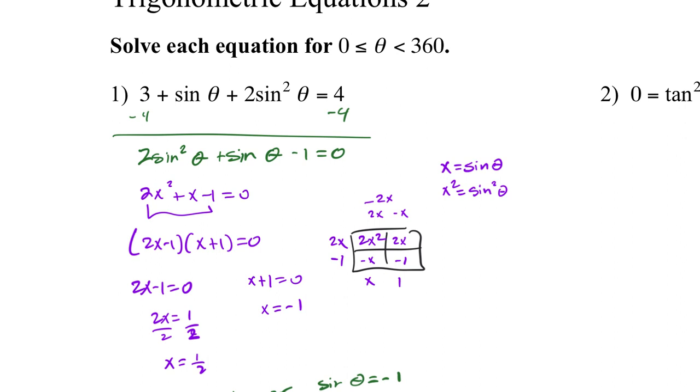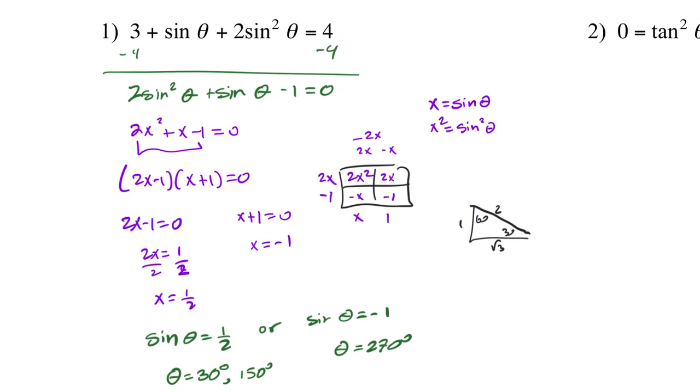And in this case, let's do the triangle here quickly. The 30-60 degree triangle. So 30 here, 60. I get 1, square root of 3, and 2. Sine is opposite over hypotenuse. So that means my reference angle is 30. Because it's positive, it's going to be in the first quadrant, and in the second quadrant, so 180 minus 30 degrees is 150. So my solutions are 30 degrees, 150 degrees, and 270 degrees.